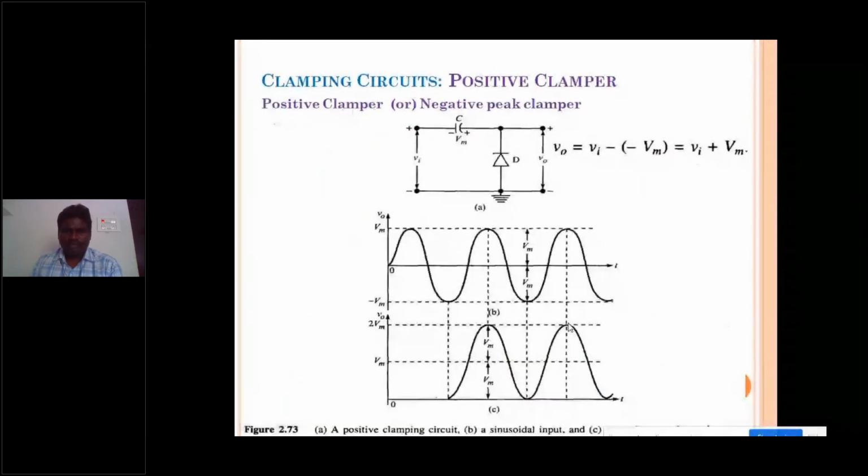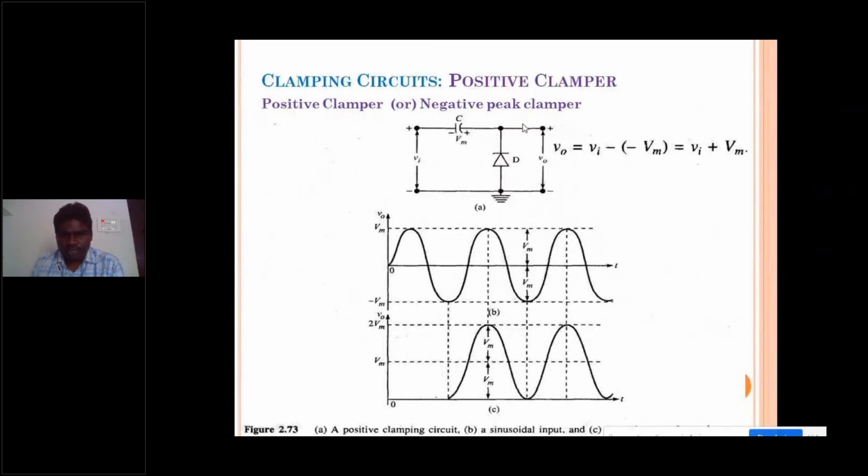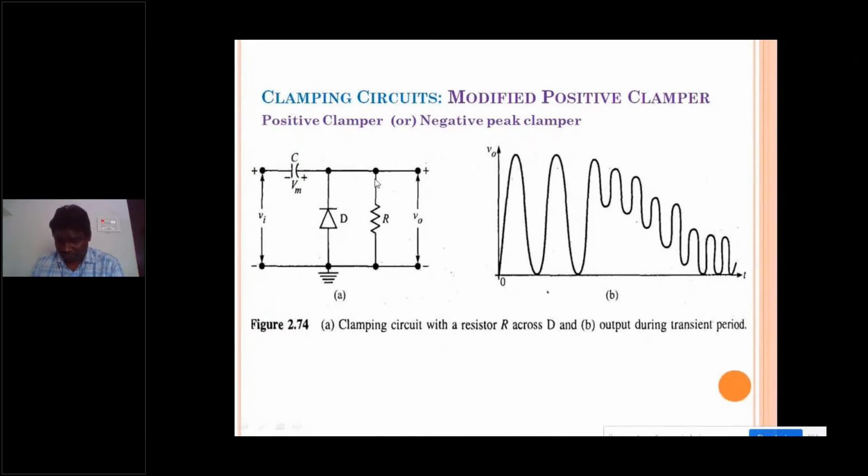Similarly, you are having a positive clamper. In the previous case, the input is clamped to negative, but in this case, the input is clamped to positive, above the 0 reference level. The same analysis is applied so that you can observe it. This is the modified circuit. Before modifying, there is no resistor across the diode. After modifying, there is a resistor across the diode.